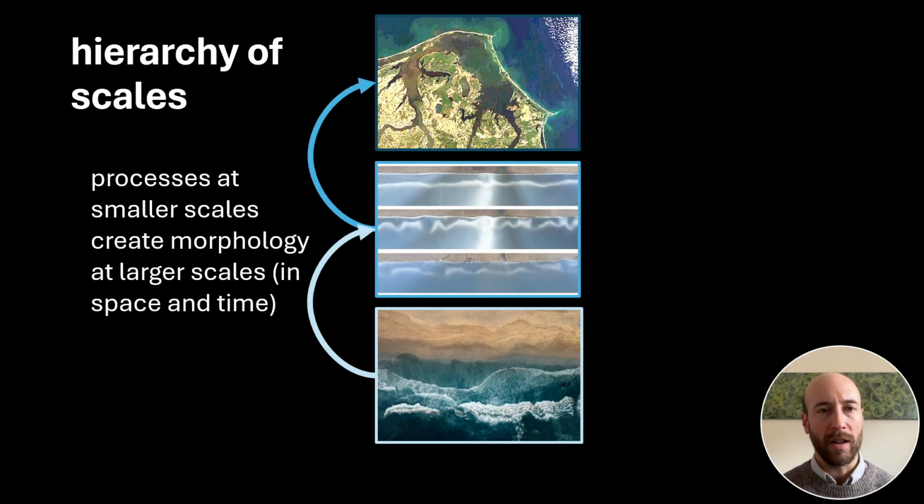So the scalar hierarchy is important because when you move up this trio, processes at the smaller scales are creating the morphology that is expressed at larger scales. What's happening in the swash is ultimately giving rise to the patterns that we see in these bar formations in the middle scale, and the bar formations are starting to inform sediment transport patterns at the largest scale. It's at the landscape scale.